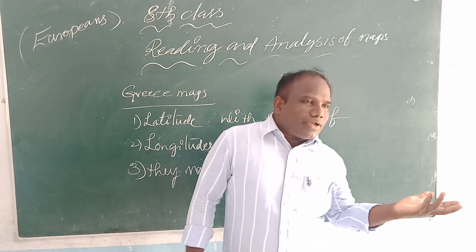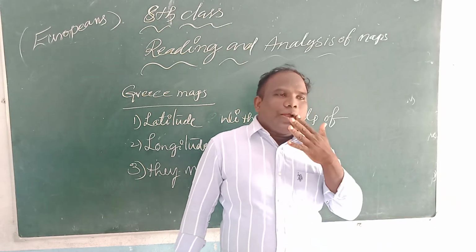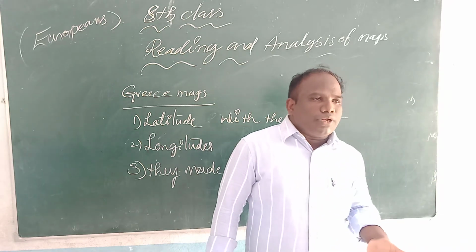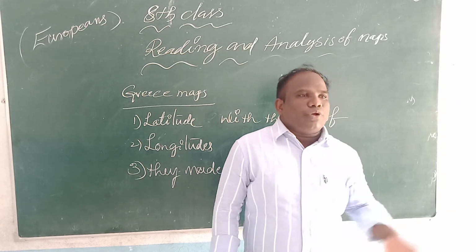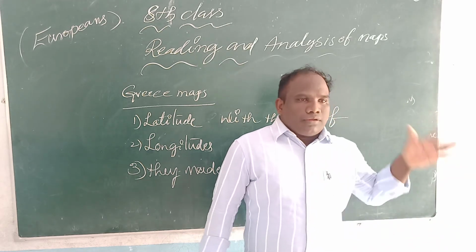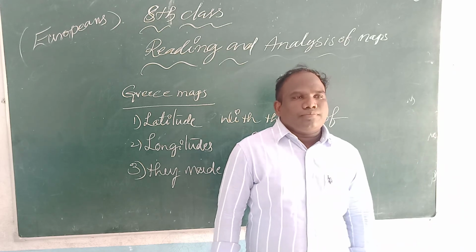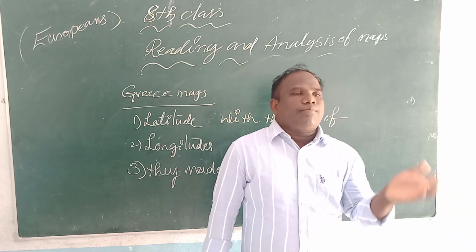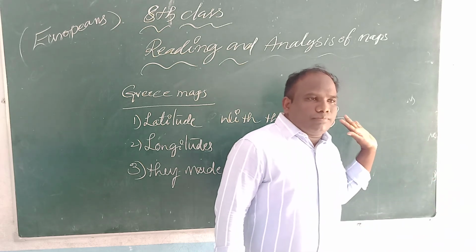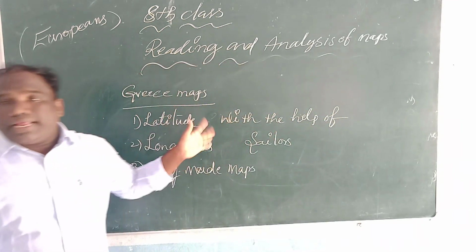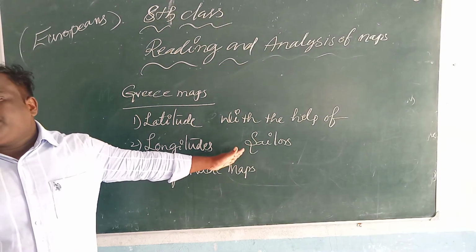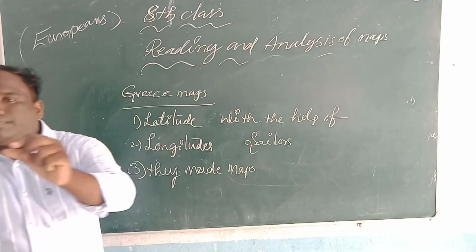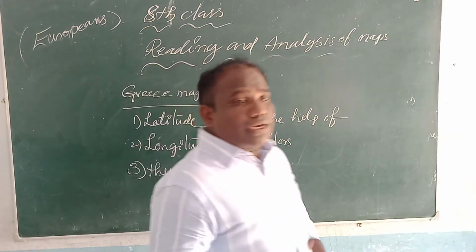What are latitudes and what are longitudes? The imaginary lines drawn from the North Pole to the South Pole are called longitudes. The imaginary lines drawn from west to east are called latitudes. Do you understand?